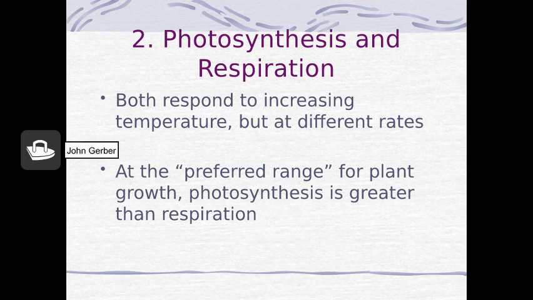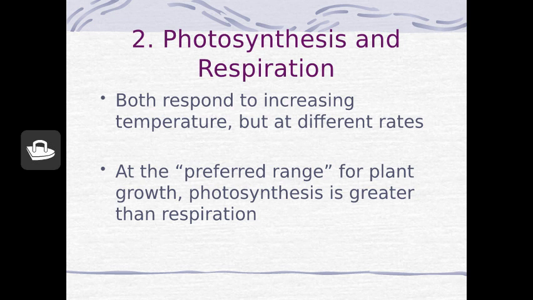Again, both photosynthesis and respiration respond to increasing temperatures. As temperatures get too high, respiration can be greater than photosynthesis. For good growth to occur, photosynthesis must be greater than respiration. And so there's a preferred temperature range in which this occurs.